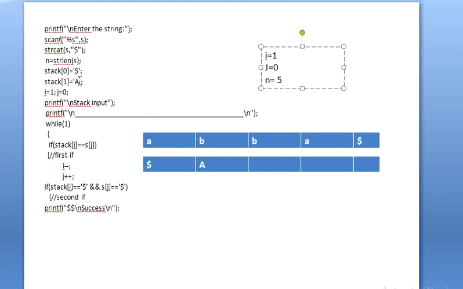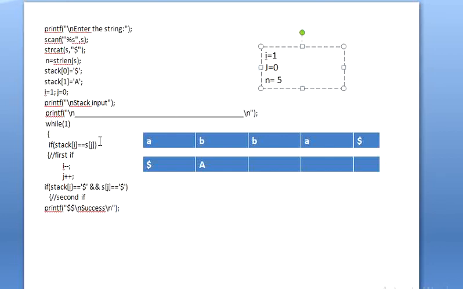Next, insert into the stack array: stack of 0 is dollar, stack of 1 is A. So S contains A, B, B, A dollar, and stack of 0 contains dollar, and stack of 1 contains A. Next set I equal to 1 and J equal to 0. I have written here I equal to 1 and J equal to 0. Next, print the stack and input, print this line.